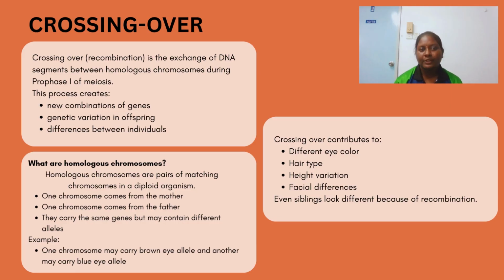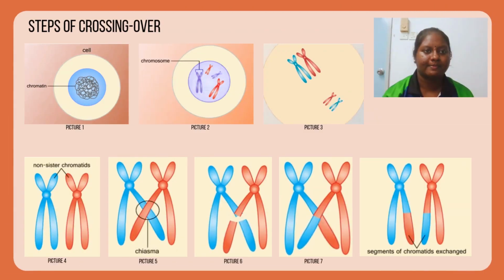Now, what exactly does crossing over contribute to? Firstly, crossing over contributes to different eye color, hair type, and height variation, also facial differences. This is why even siblings look different because of the recombination.